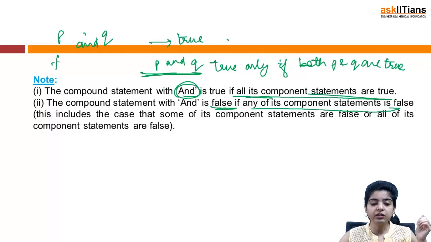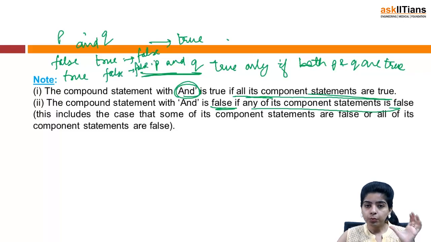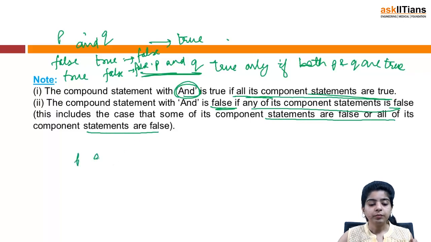And the compound statement with and is false if any of its component statements is false. Obviously, if P is false and Q is true, then the result will also be false, because and means both P and Q have to be true. Similarly, if P is true and Q is false, the result will be false. So both P and Q have to be true for P and Q to be true. This includes the case where some or all of its component statements are false. If P and Q are both false, the result, P and Q, will be false.